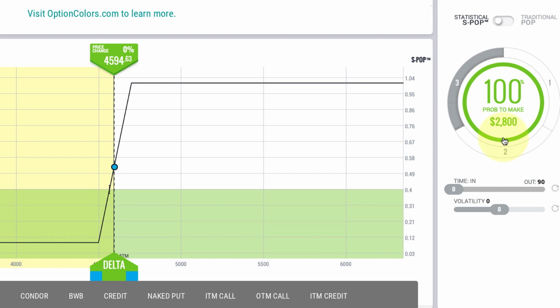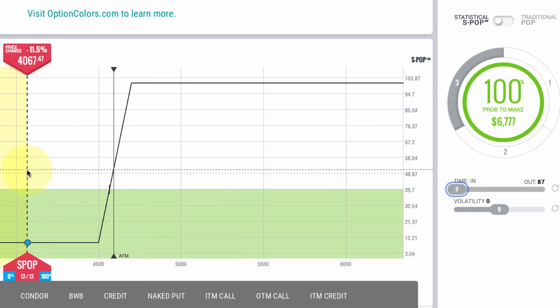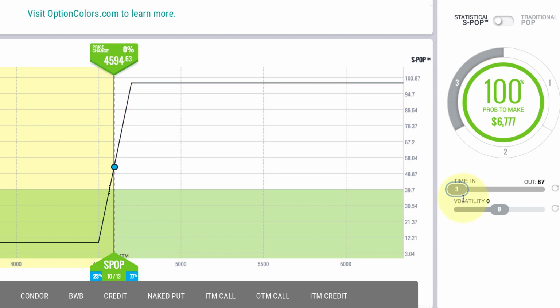Now the next thing I want to look at is, let's say you're in the trade and it's during the market and you want to determine if you should exit the trade or stay in longer. So what you could do at that point is take your current position and put a little more time into it and see if the profit goes up or down.